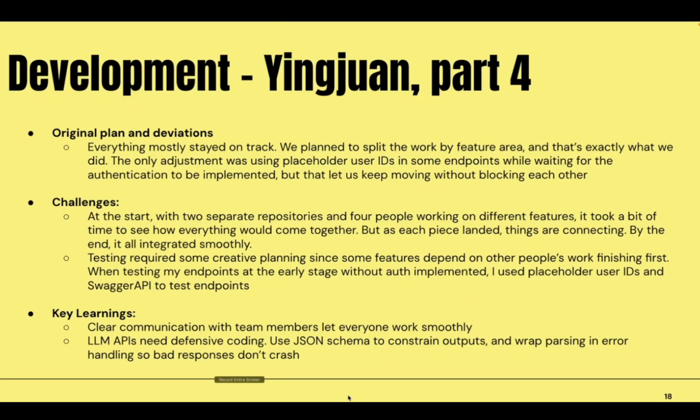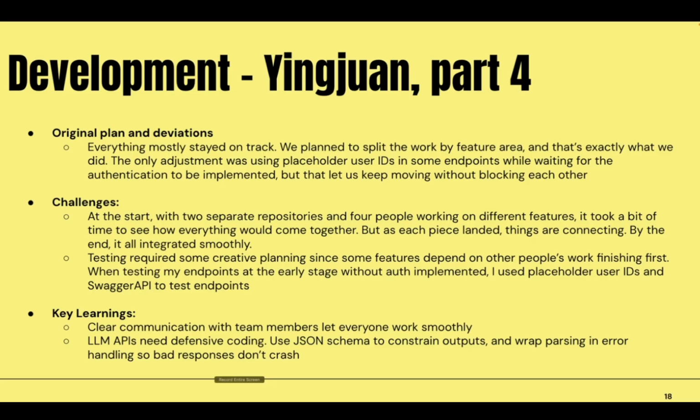So that's pretty much what I built: the nutrition lookup, recipes with both manual and AI generation, and some supporting pieces that make the web app work smoothly. Overall, everything stayed on track. We planned to split the work by feature area, and that's exactly what we did. The one challenge early on was visualizing how everything would come together with two separate repositories for frontend and backend, with people working on different features. But as each piece landed, things started connecting, and by the end, it all integrated smoothly.